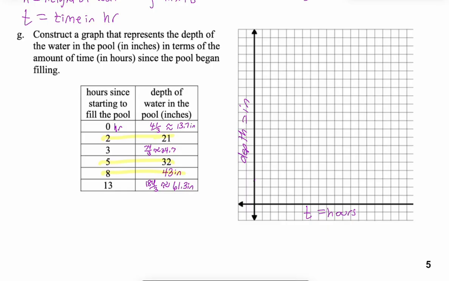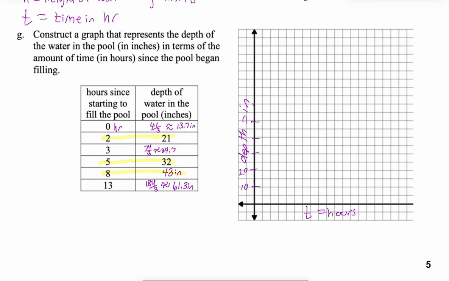Let's go by 5s, up to 61 actually. So that would be 10, 20, 30, 40, 50, 60. On the inches, I have to go all the way up to 61. So I'm going to do that for my Y's.